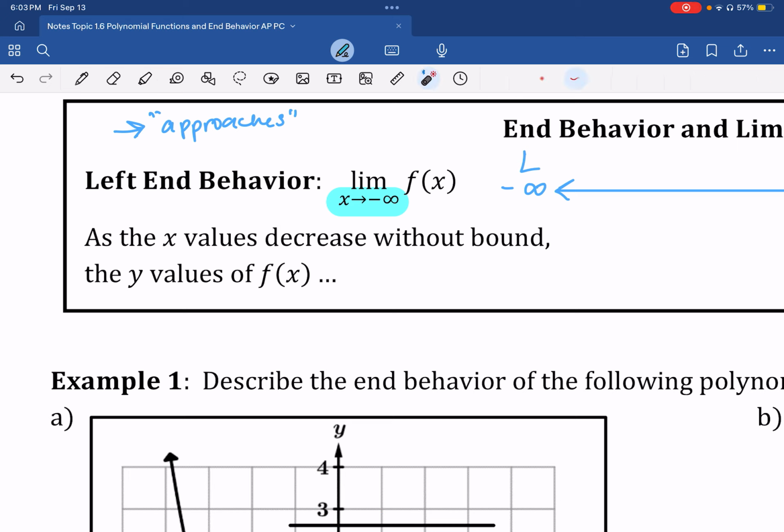Okay. Verbally, you can say as the x values decrease without bound, the y values of f of x, and then you fill in your answer. They could also say instead of x values, they can say input values. So they can say as the input values decrease without bound, and the y values can also be the output values.